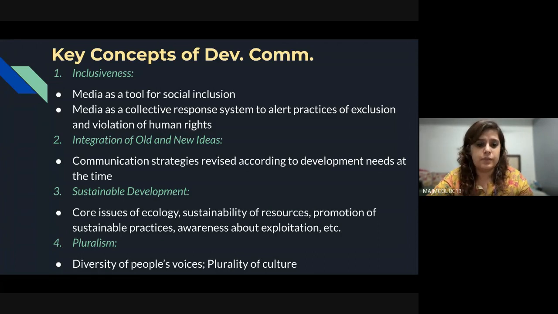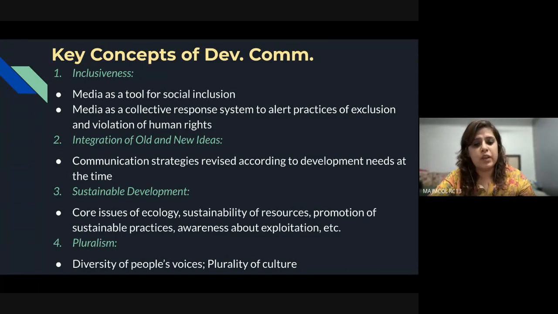And the fourth idea of development communication is pluralism, wherein diversity of people need to come together and they need to form and implement the policies that they are designing in accordance to each and every one of us.